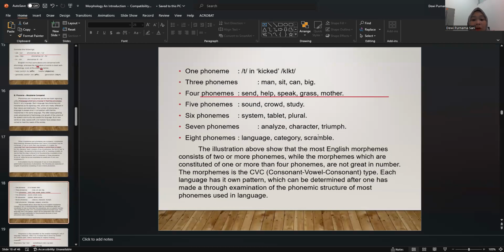The illustration above shows that most English morphemes consist of two or more phonemes, while morphemes which are constituted of one or more than four phonemes are not great in number. Morphemes often follow the CVC pattern. What is CVC? Consonant, vowel, consonant sound type. Each language has its own pattern, which can be determined after one has made a thorough examination of the phonemic structure of most morphemes used in the language.